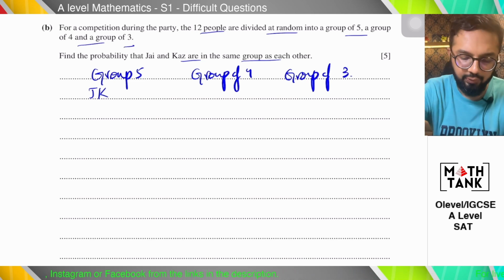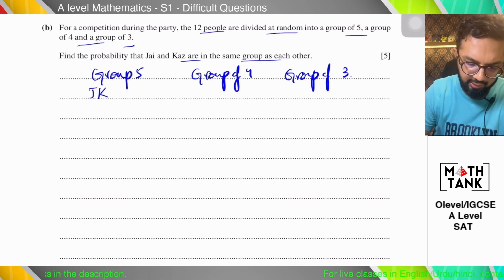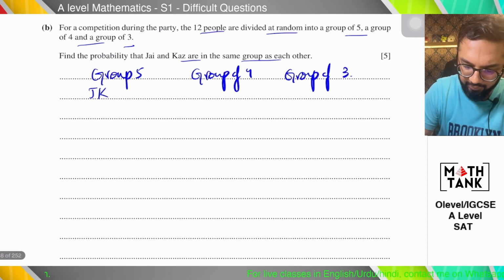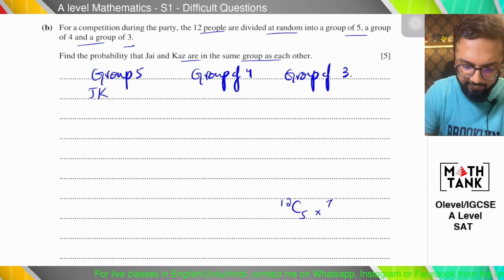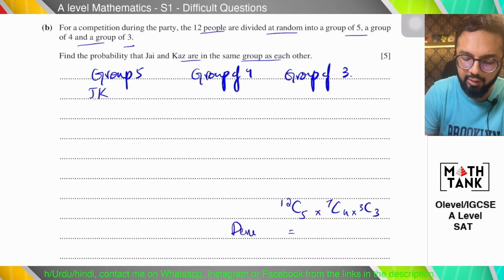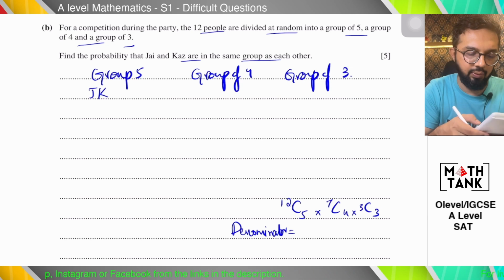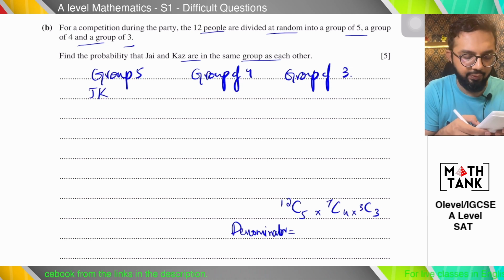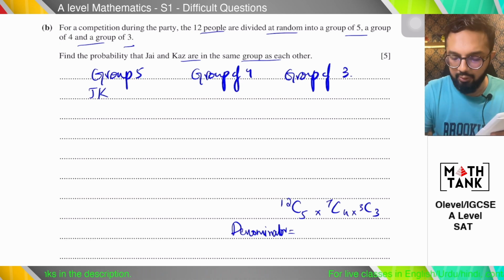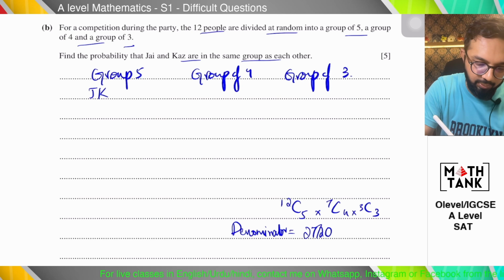Okay, so for probability, I'll first decide what my denominator is, and I'll say that if I was just to divide these people into these groups, I would say that it's 12C5 and then 7C4 into 3C3. Okay, that's going to serve as my denominator, and let's check what that would be. Okay, I will say that that is 12C5 into 7C4. 27720.